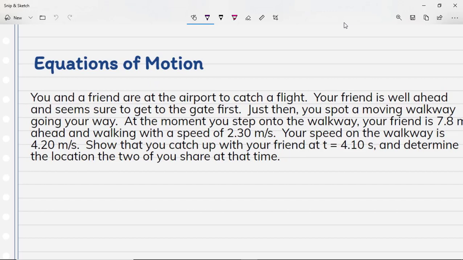You and a friend are at the airport to catch a flight. Your friend is well ahead and seems sure to get to the gate first. Just then you spot a moving walkway going your way.